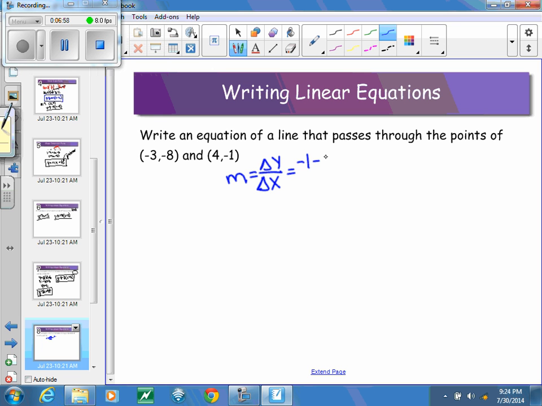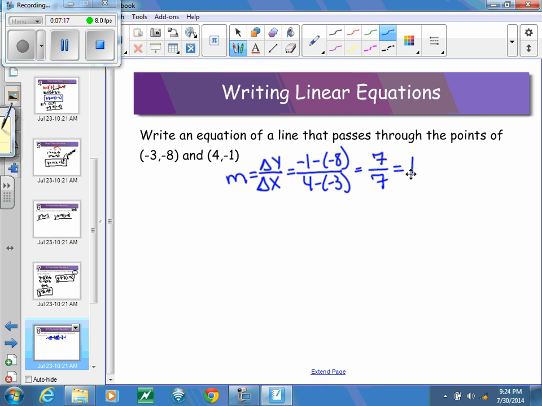So negative 1 minus a negative 8, divided by 4 minus a negative 3. Negative 1 minus a negative 8 is actually adding 8, so that's going to give us 7. And 4 plus 3 gives us 7. So we have a slope of 1.